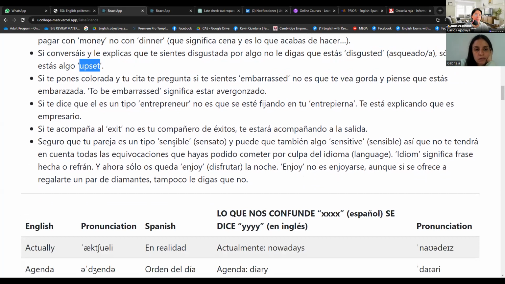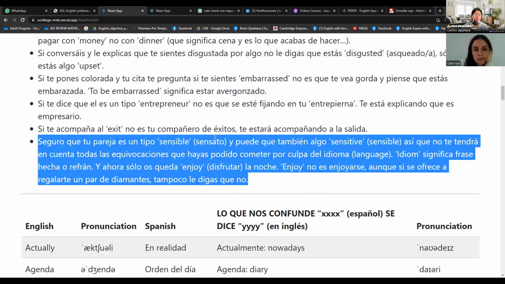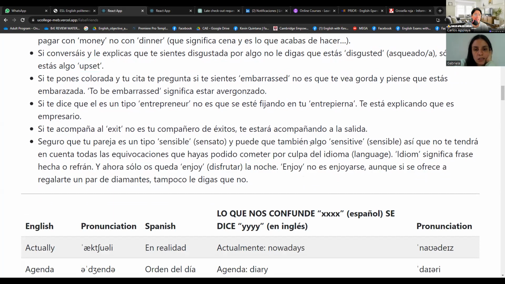Seguro que tu pareja es un tipo sensible. Sensible es sensato, realista. Y puede que también algo sensitive, una persona sensible. Así que no te tendrá en cuenta todas las equivocaciones que hayas podido cometer en el idioma o language. Porque recuerda que idiom significa una frase hecha o refrán. Y ahora solo te queda enjoy, que es disfrutar. Enjoy no es enjollarse. Aunque si se ofrece regalarte un par de diamantes, tampoco le digas que no.